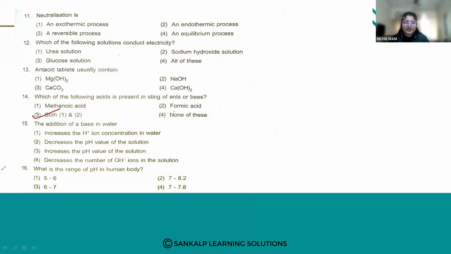Okay, let us go for the next one. The addition of base in water: first, it increases the H plus ion concentration in water. Second, it decreases the pH value of the solution. Third, it increases the pH value of the solution. Fourth, it decreases the number of OH minus ions in the solution.